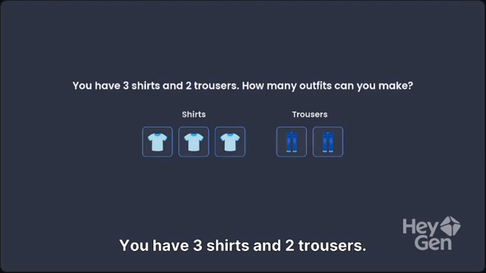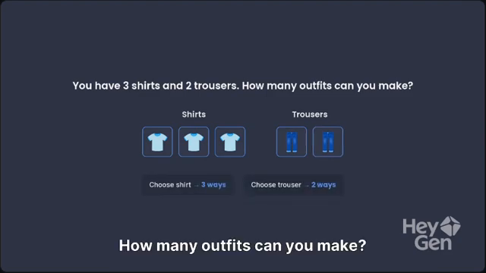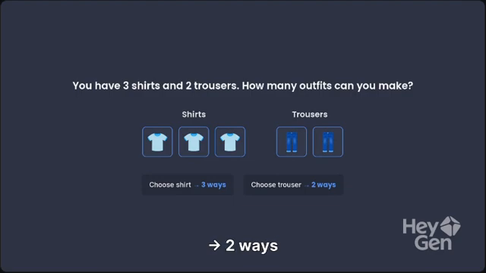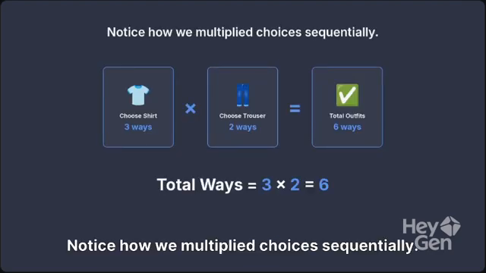You have 3 shirts and 2 trousers. How many outfits can you make? Choose shirt 3 ways, choose trouser 2 ways. Notice how we multiplied choices sequentially.